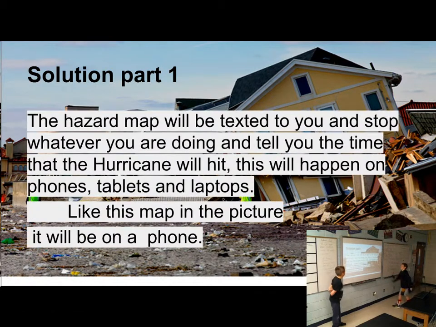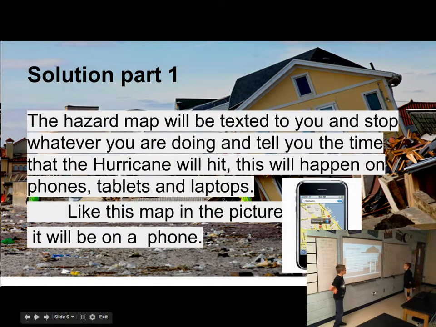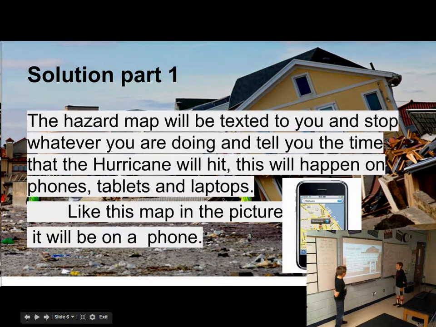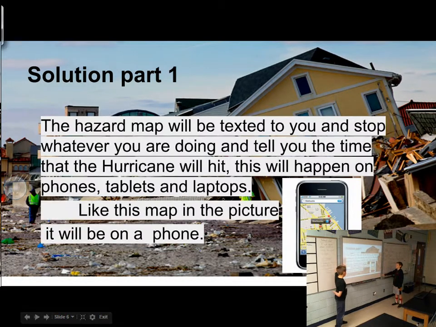Solution part 1. The hazard map will be texted to you and will stop whatever you're doing and tell you the time that a hurricane will hit. This will happen on phones, tablets, and laptops. Like this map in the picture, it will be on a phone.